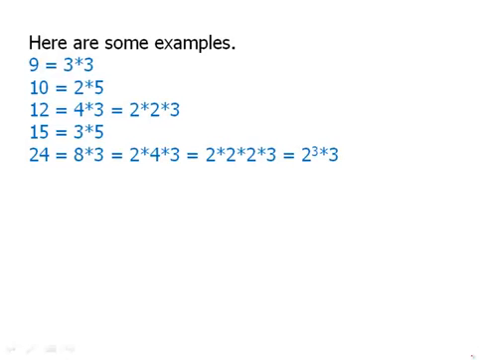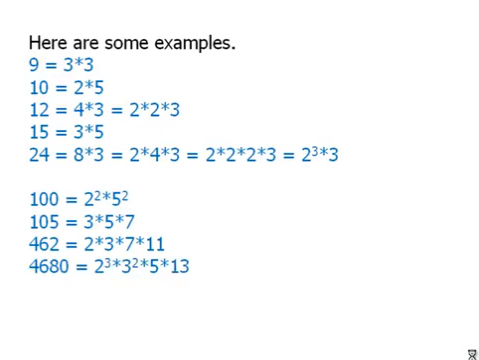When the numbers tend to get larger and you have lots and lots of prime factors, it's usually more convenient to write it in exponent form simply because it's more compact. So here are some larger numbers. Now 100, you might be able to see 100 is 10 times 10. Each 10 is 2 times 5. So that's how we get 2 squared times 5 squared. Here are some other ones that are a bit larger. You don't necessarily need to worry right now about how we found these. These are just to show you some examples of prime factorizations.